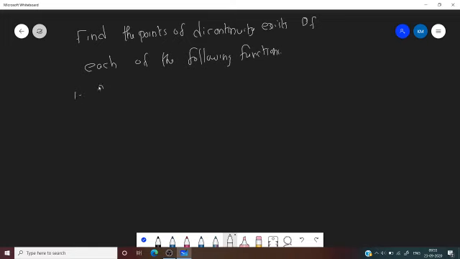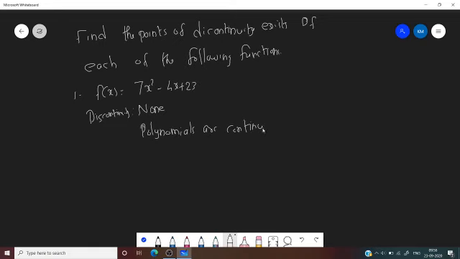First question is f of x equal to 7x square minus 4x plus 23. You know that this is a polynomial, and we know that polynomials are continuous for all real values of x. There is no discontinuity. Discontinuity points: none. And you have to write the reason: polynomials are continuous for all real values of x.